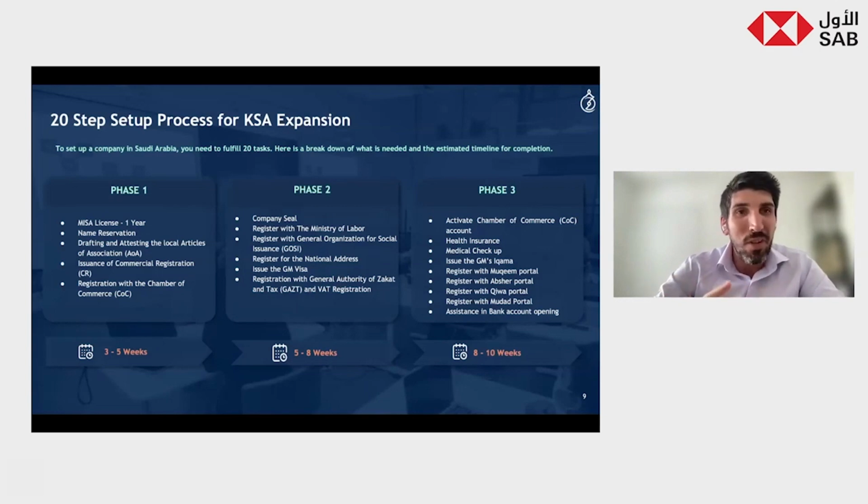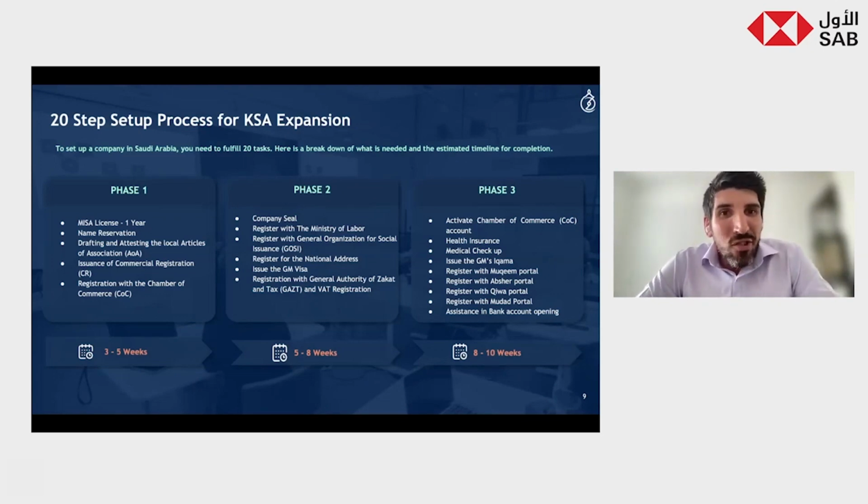That takes approximately 3 to 5 weeks to get complete. So that means after, usually on average, around 4 weeks, you will have your company registered in Saudi Arabia. We then have a phase 2, which is all about making sure that you're going to be able to actually do business in Saudi Arabia, which means registering with all the different ministries that you have in KSA.